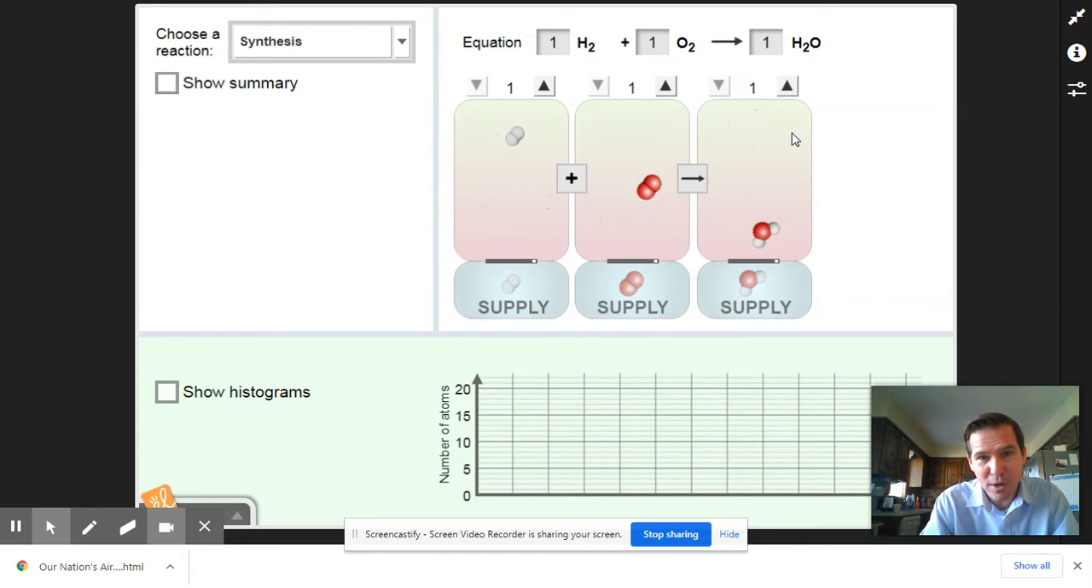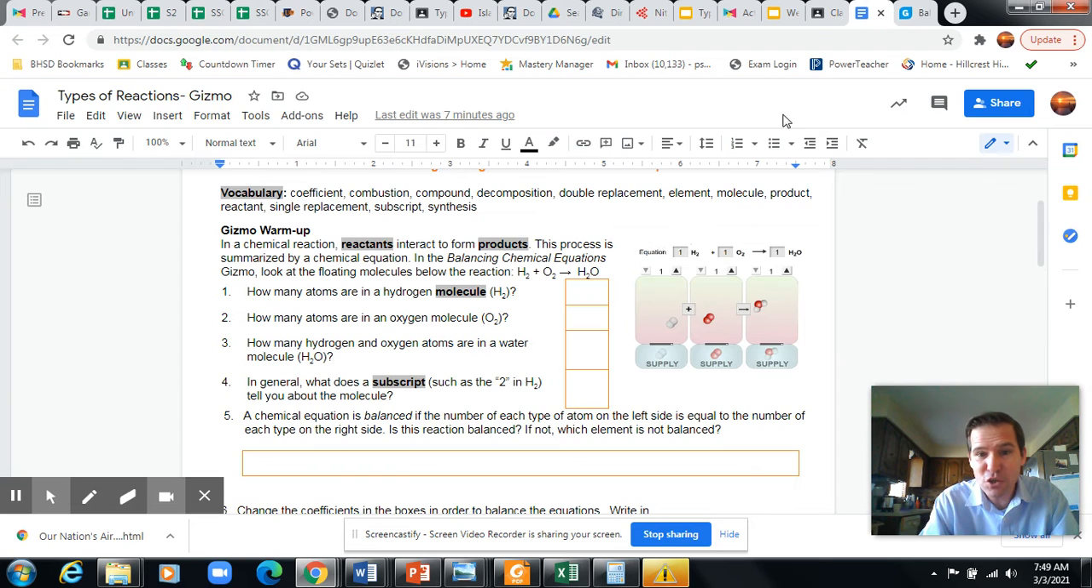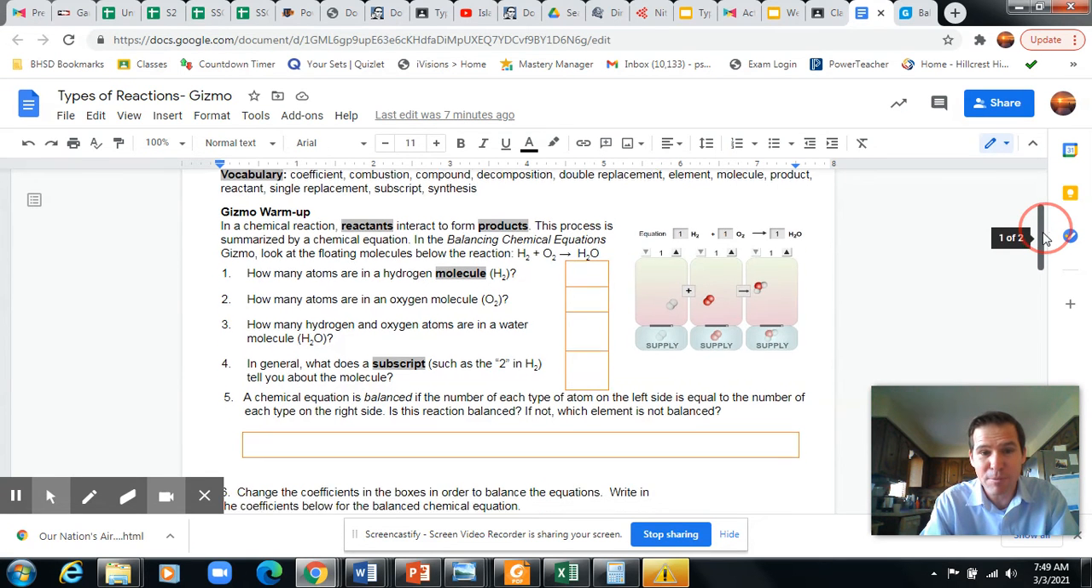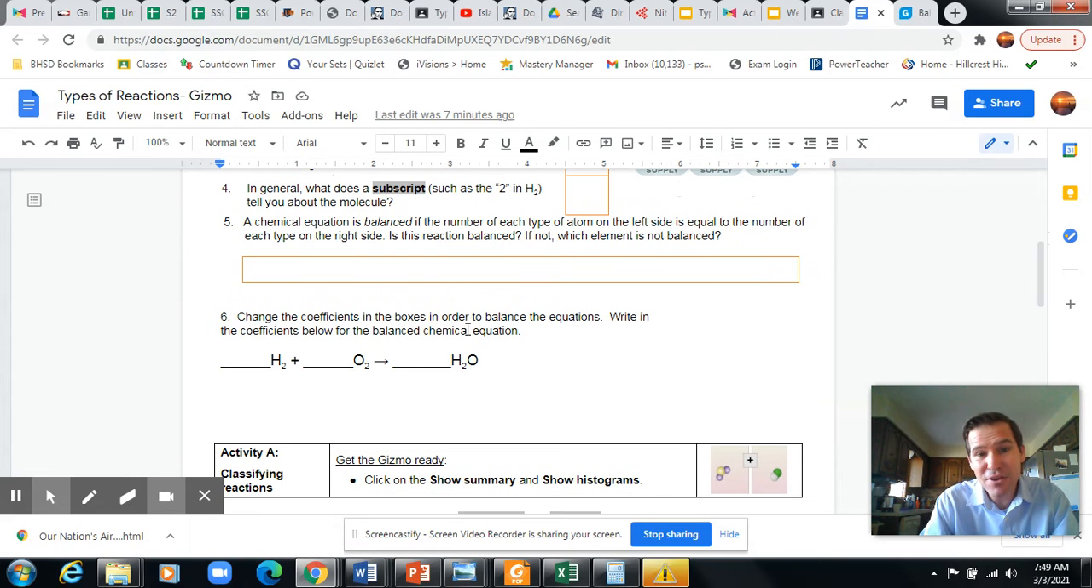The first set of questions is about this reaction right here: hydrogen gas plus oxygen gas makes water. Then they're also going to ask you here, is it balanced? So use your balancing chemical equation skills to answer that question. Then they're going to ask you to balance it.